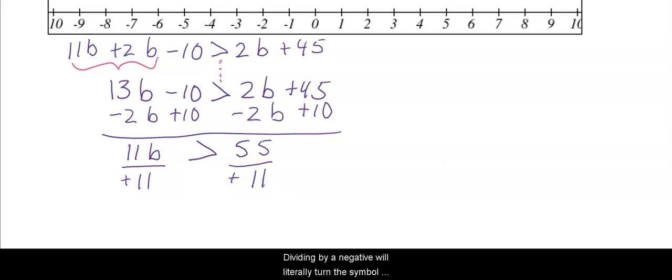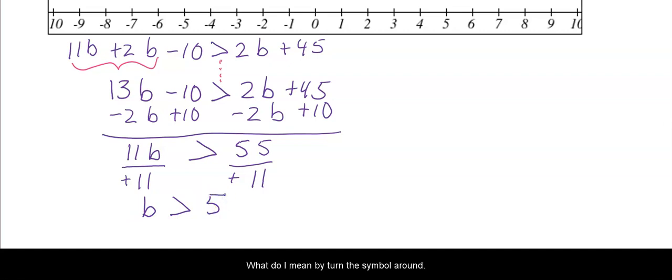Dividing by a negative will literally turn the symbol around. And I'll show you what I mean in a second. This leads us to b is greater than 5. What do I mean by turn the symbol around?